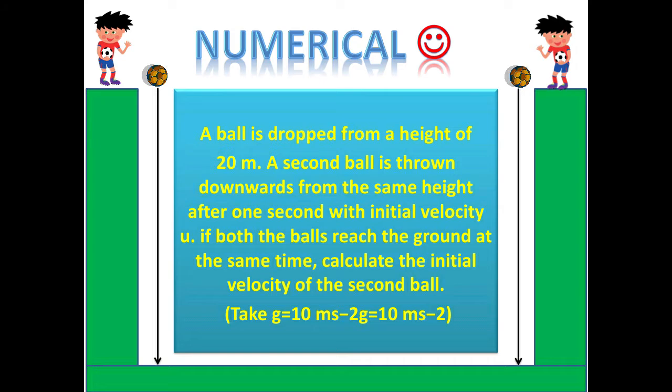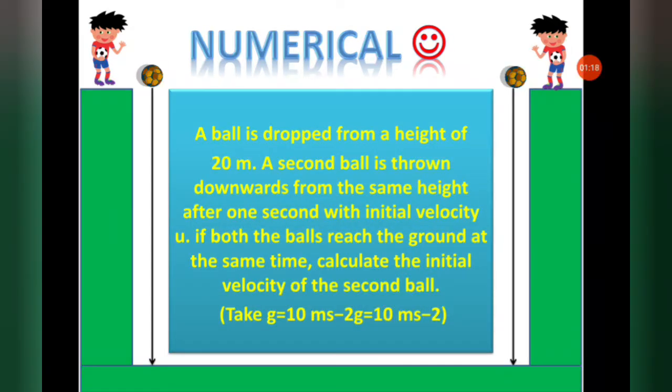So the numerical of the day is: a ball is dropped from a height of 20 meter. A second ball is thrown downward from the same height after 1 second with initial velocity u. If both the balls reach the ground at the same time, calculate the initial velocity of the second ball.